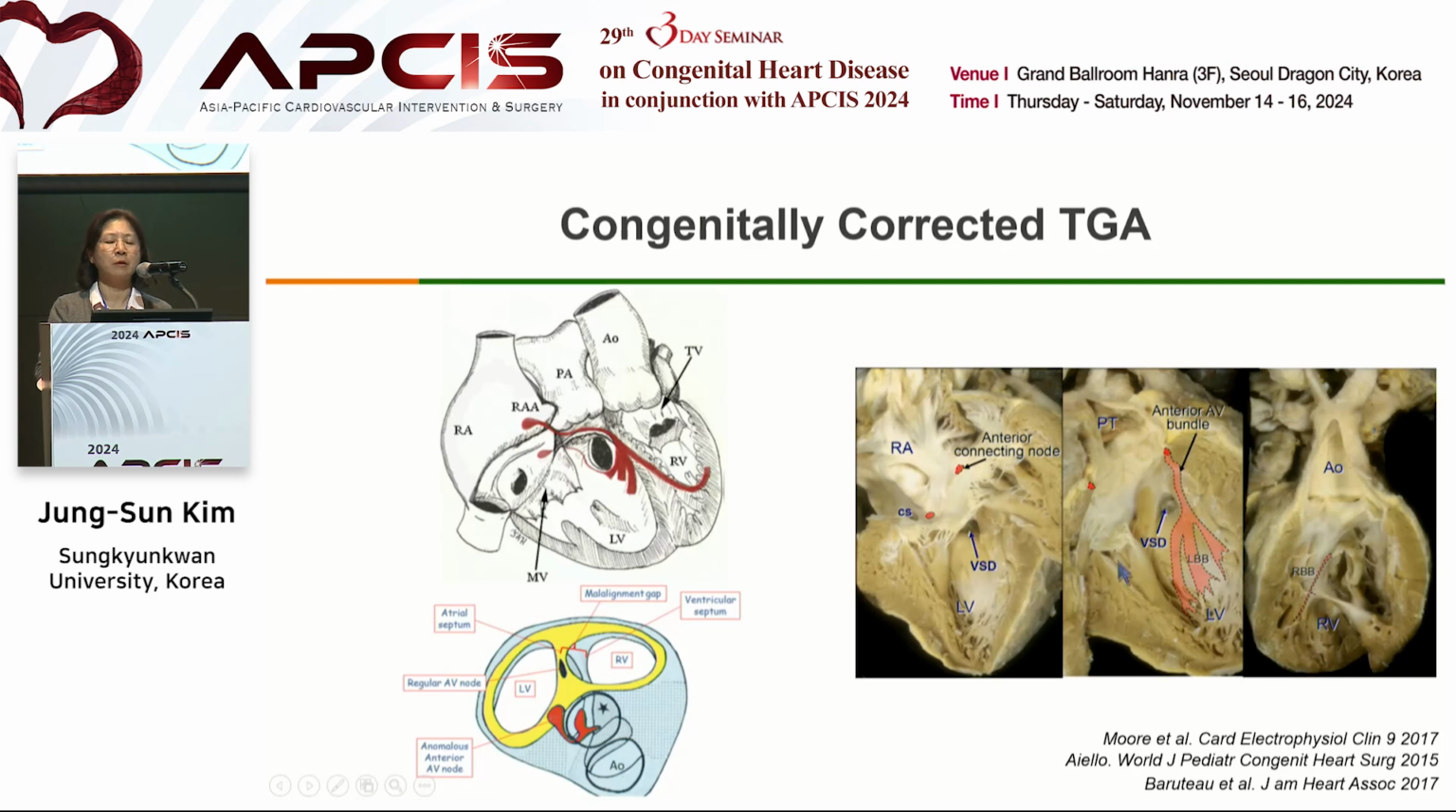So when you look at the heart, here is the regular AV node, and this is the abnormal anterior node. The atrioventricular bundle runs from the anterior node, and then anteriorly and around the VSD to go to the septal surface to give the bundle branches.